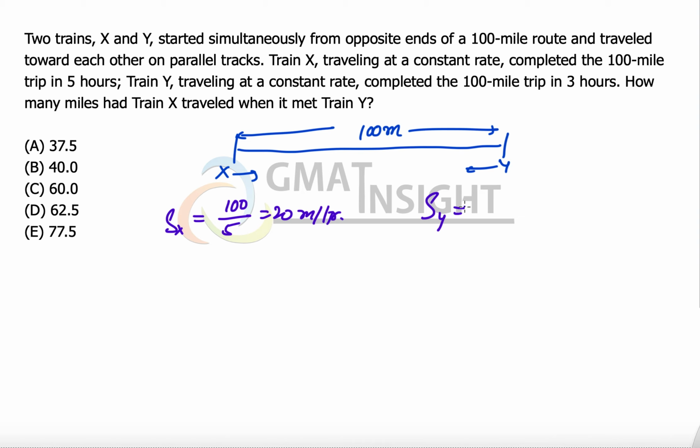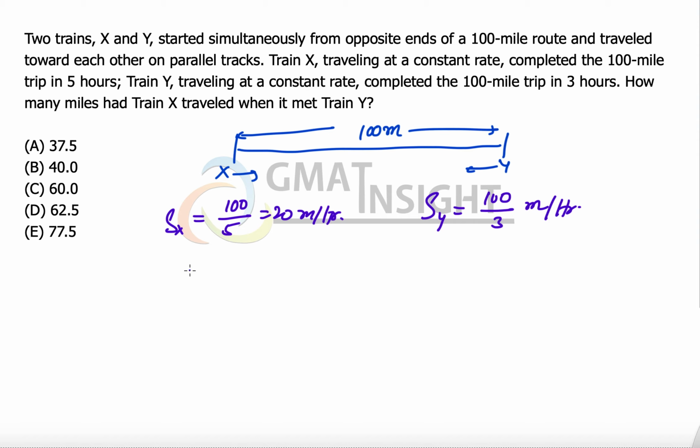And now the speed of Y is also given: train Y is traveling 100 miles in 3 hours. So that is 100 divided by 3 miles per hour. So now we know their respective speeds as well. How many miles had the train X traveled when it met train Y?